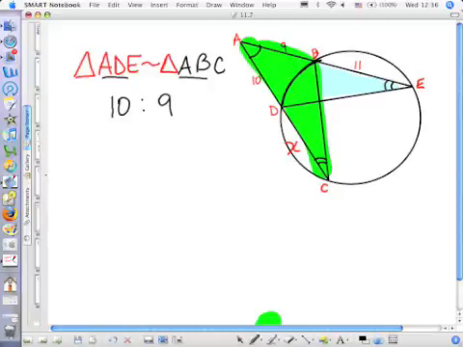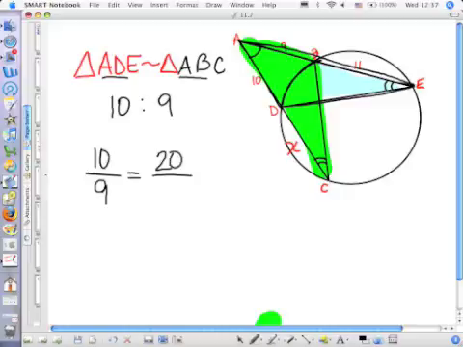Now here's the question. How are we going to use this information to find the measure of DC? You're going to use a proportion. Exactly. If the scale factor is 10 to 9, then in triangle ADE, AE, which has a measure of 11 plus 20, corresponds to AC on this side, which has a measure of 10 plus x.